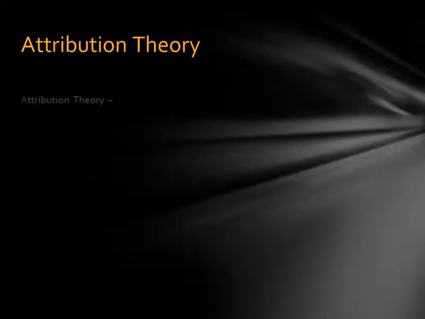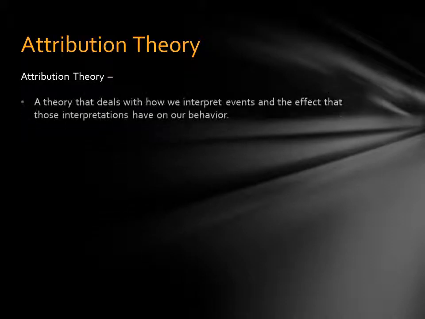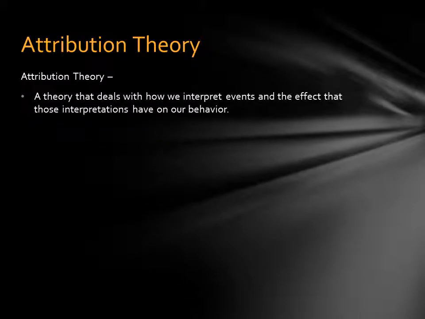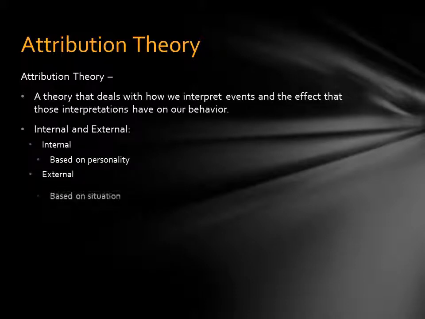The second theory of motivation is the attribution theory. The attribution theory deals with how we interpret events and how those interpretations affect our behavior. So basically, how do we modify or change our behavior based on our interpretation of events that we've been involved in? Attribution is broken up into internal and external. Internal attribution we normally base on personality, while external is based on the situation.